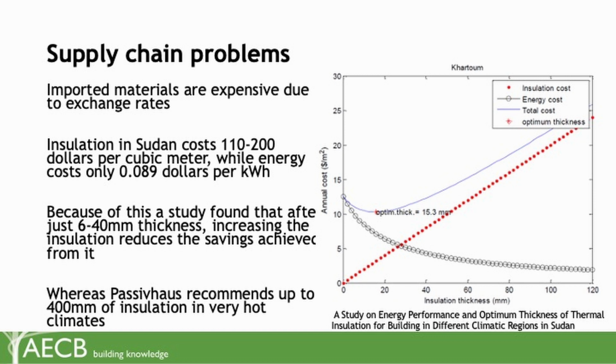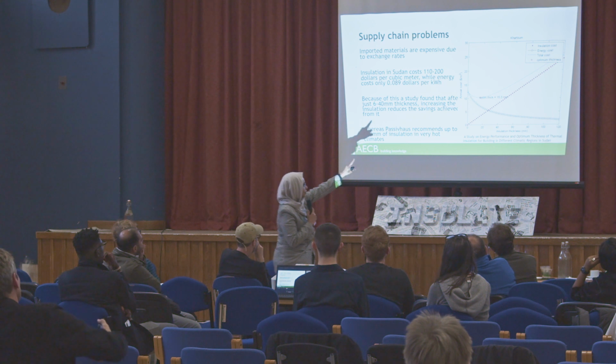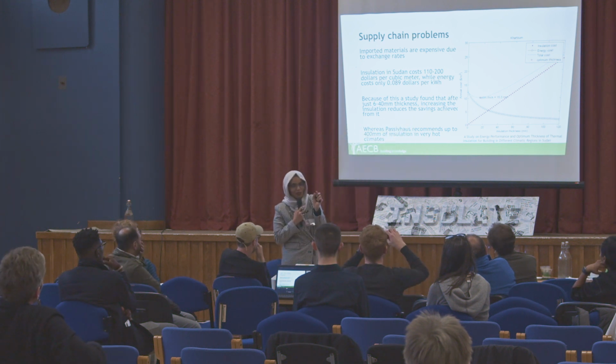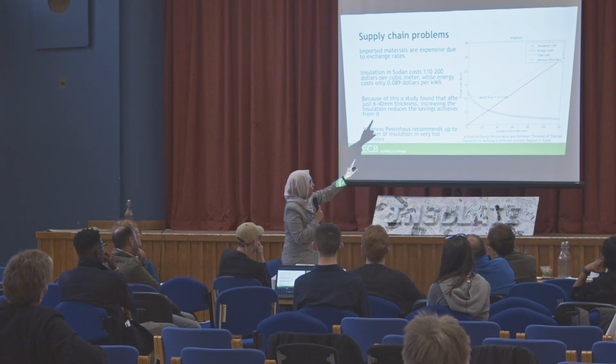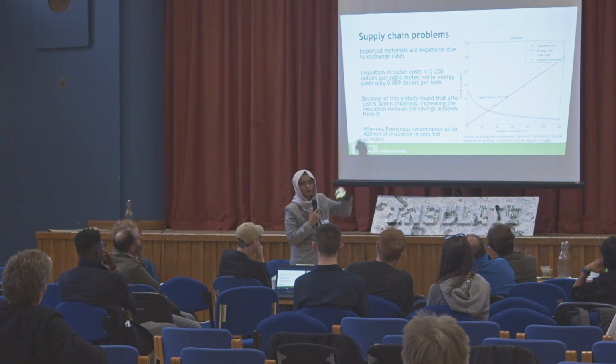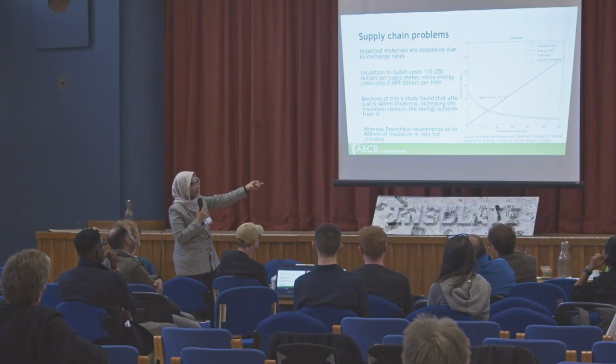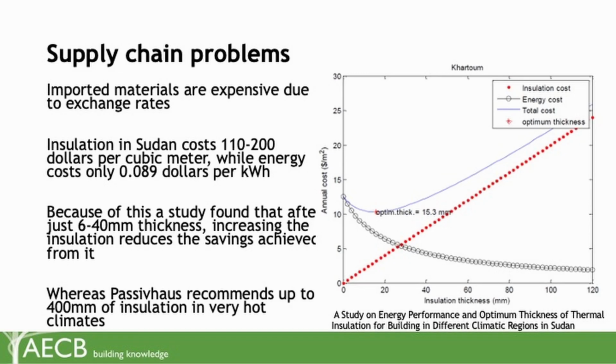So this was a study done in Sudan to see how economically feasible it would be to insulate. And what they found is after 15 millimeters, which is absolutely tiny and doesn't really make a big difference, your costs start getting up. It becomes less and less financially feasible. And to put it into context, Passivhaus in very hot climates like in Sudan recommends up to 400 millimeters of insulation, and it becomes not feasible after 15.